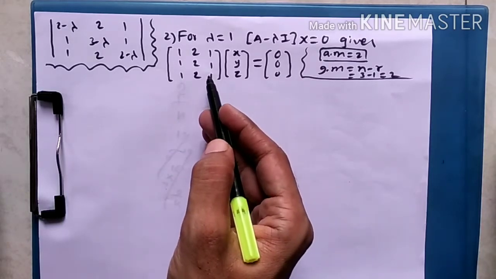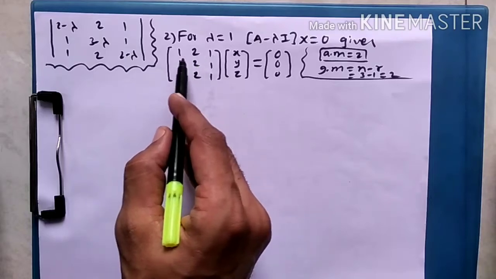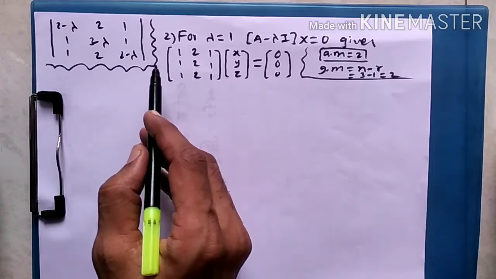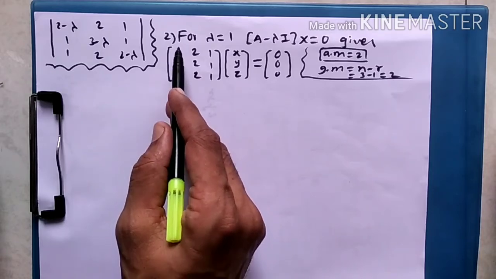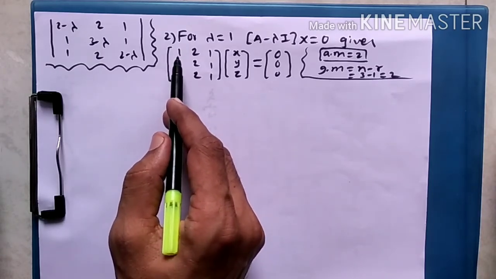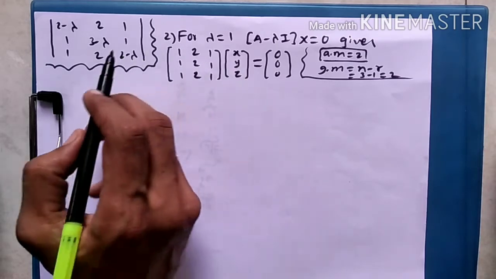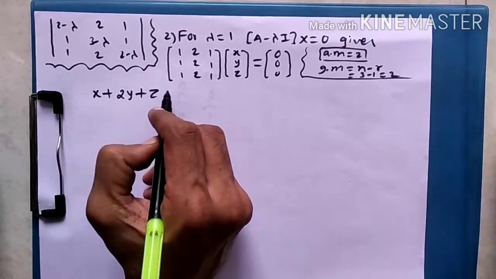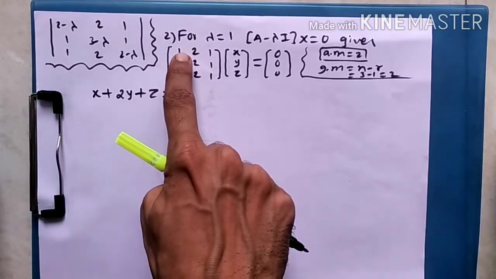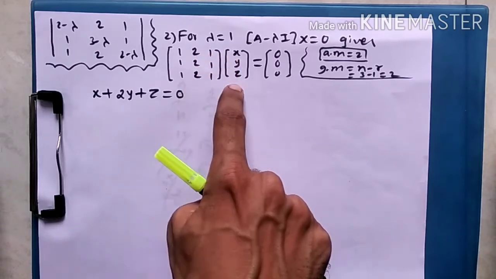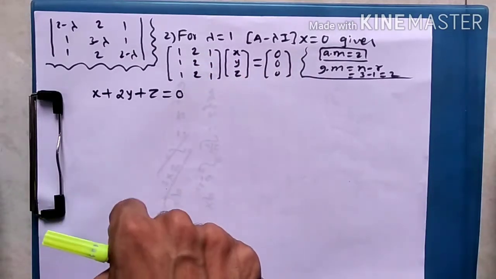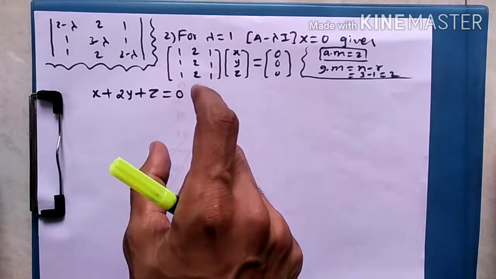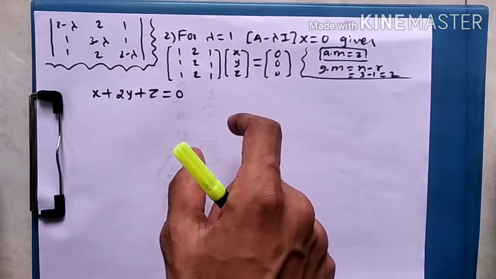As rank is 1, you will get only one row after reducing it into row echelon form. All the elements of the second and third rows can become 0 just by performing the operations R2 minus R1 and R3 minus R1, but there is no need to show the steps here. We can directly write the first equation: X plus 2Y plus Z equals 0. I am writing the first equation 1x plus 2y plus 1z equals 0. Now how to solve this? We have only one equation but 3 unknowns, so the solution will be an infinite or dependent solution.